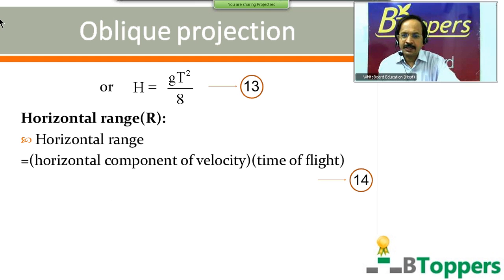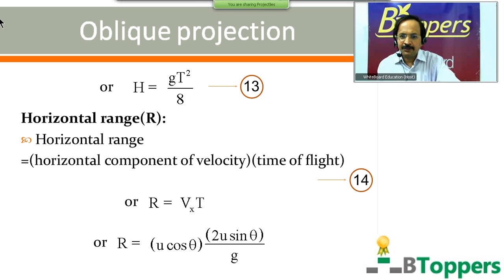The horizontal range of the projectile can be written as equal to the horizontal component of velocity times the time of flight. Or we can write R equal to Vx into T. Here R represents the horizontal range, Vx represents the horizontal component of velocity, and capital T the time of flight. The horizontal component of velocity of the projectile remains the same at all instants during the motion under gravity. So you can write Vx equal to u cos theta, and time of flight is given by, as I discussed in the earlier class, 2u sin theta by g.